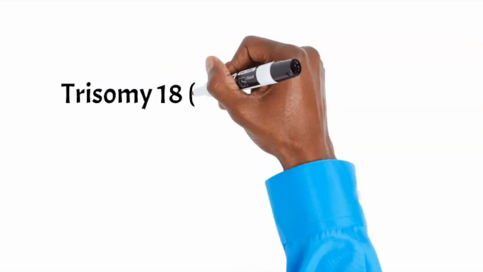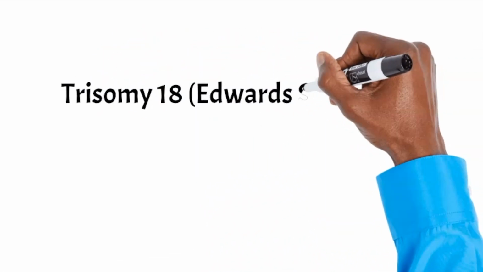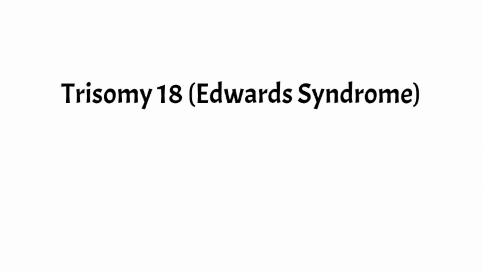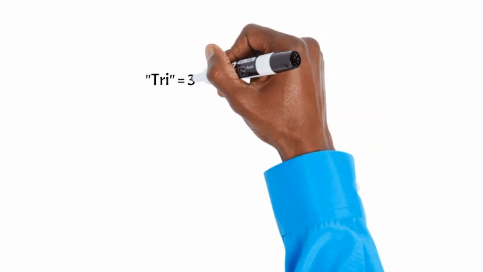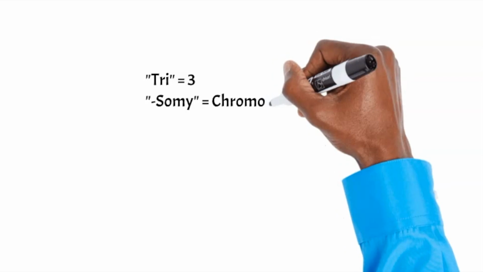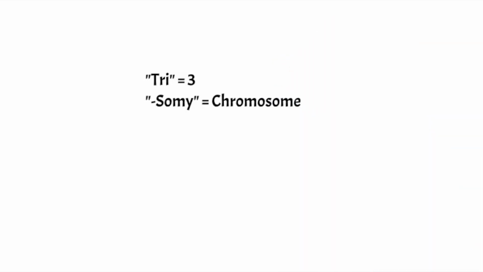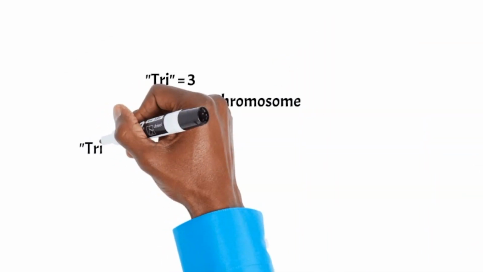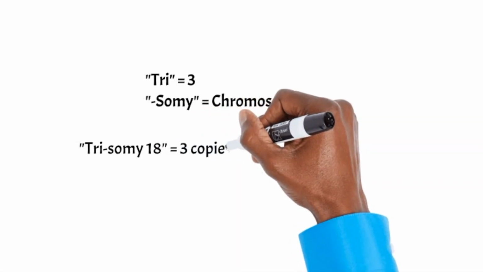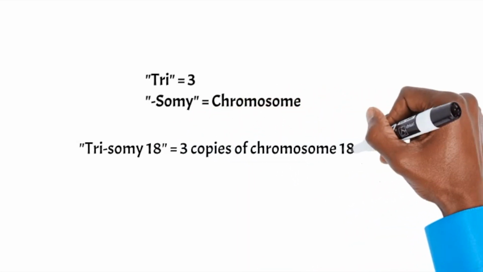In this video, we'll be talking about trisomy 18, also known as Edwards syndrome. Before we get started, let's break the name down. Tri means 3 and zomy means chromosome. Putting that together, we have 3 copies of a chromosome, specifically chromosome 18 in this case.